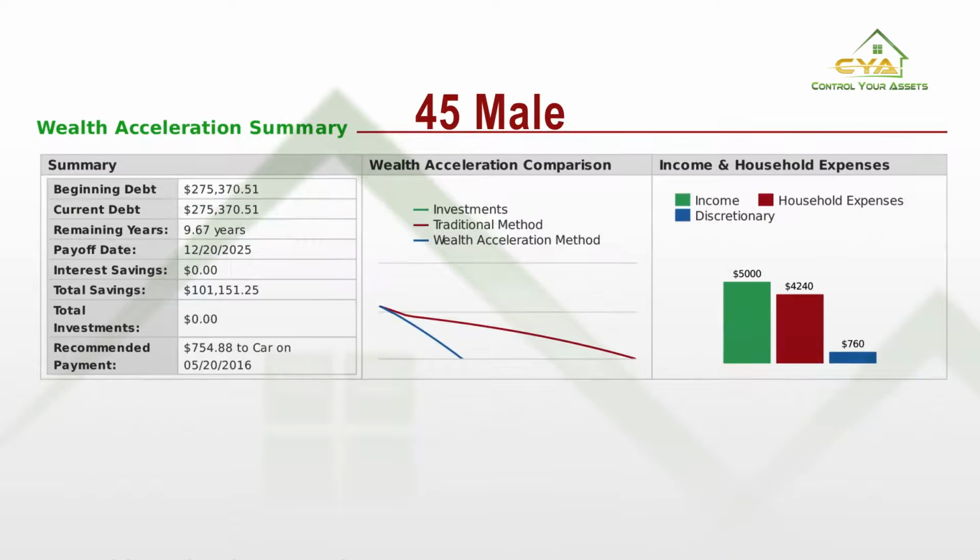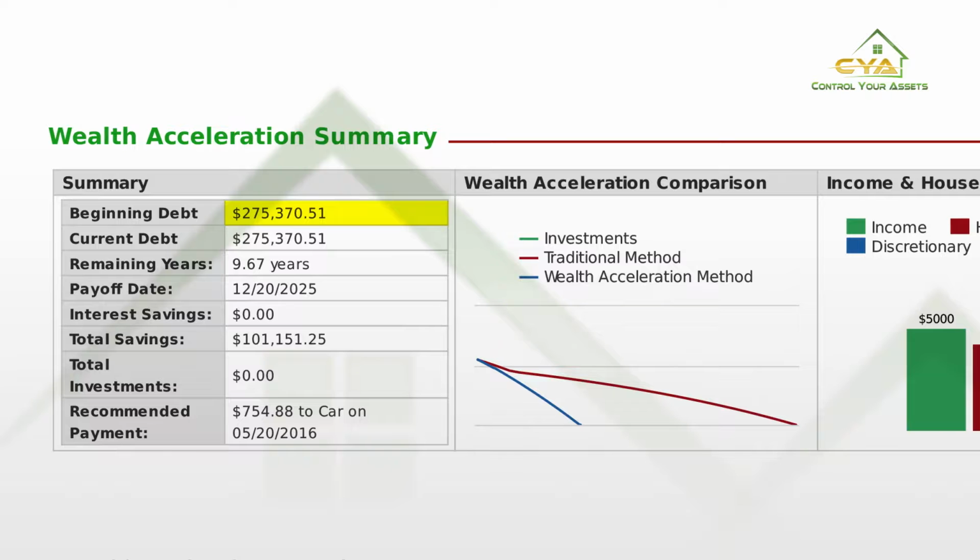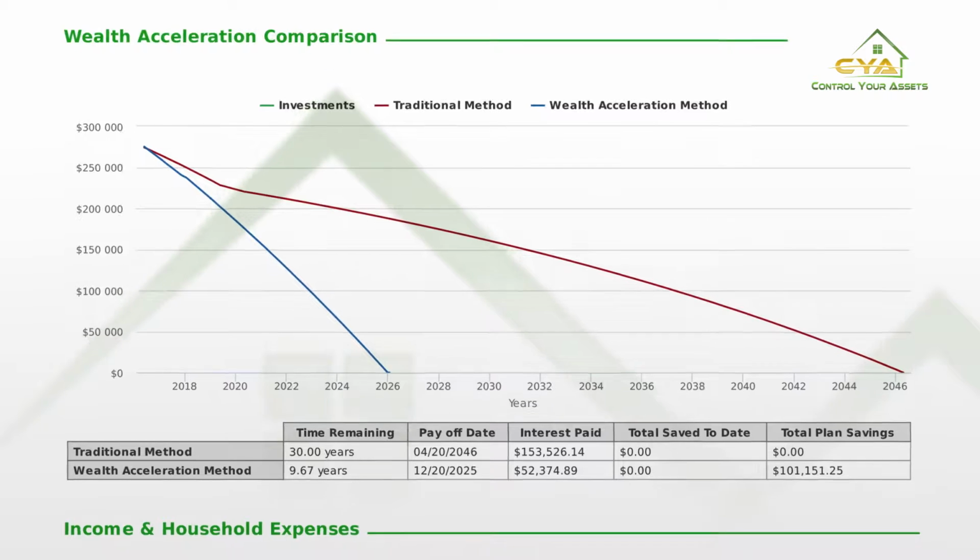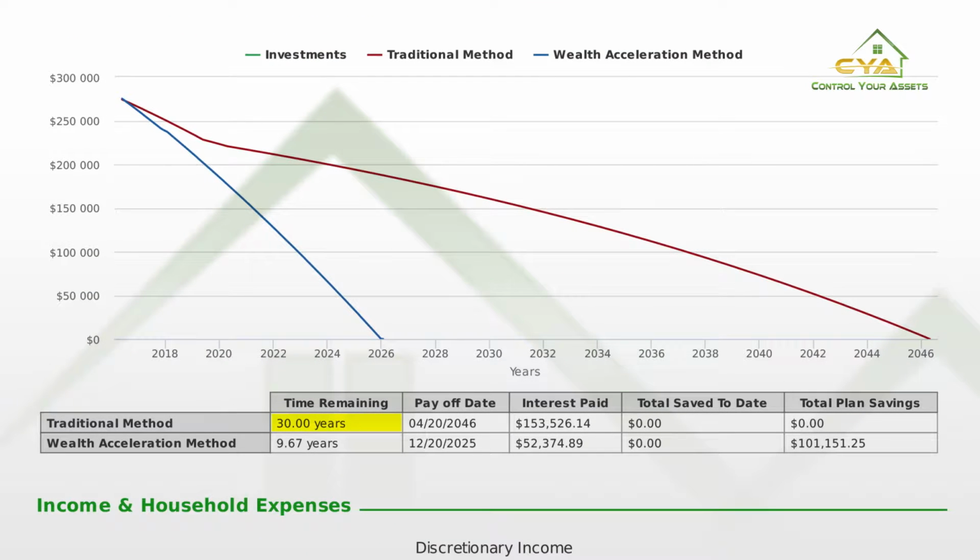So we have a client that's age 45, and when he started in our program on his first cycle, he had a debt of $275,370.51. In the traditional method, he was going to have close to 30 years until he paid off his entire debt. But using our financial GPS software, he's going to be able to pay this debt off in his first cycle in just under 10 years.